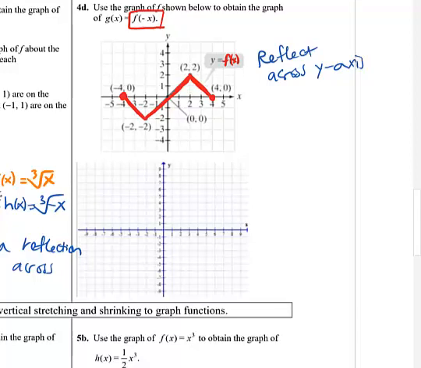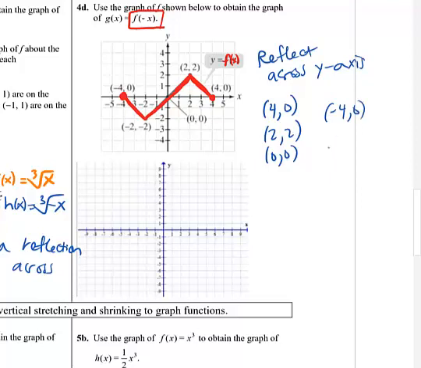It's not one of the basic ones that I'm supposed to memorize. So for these types, what helps is to take note of the points that are on the graph. You notice that they've pointed out some points. I'm looking from right to left here: 4, 0; 2, 2; 0, 0. And they've got negative 4, 0 and negative 2, negative 2.